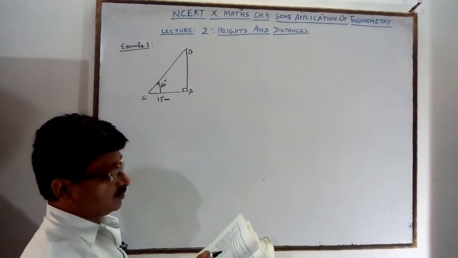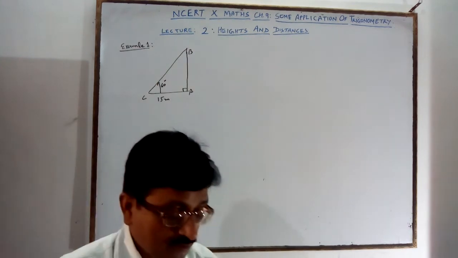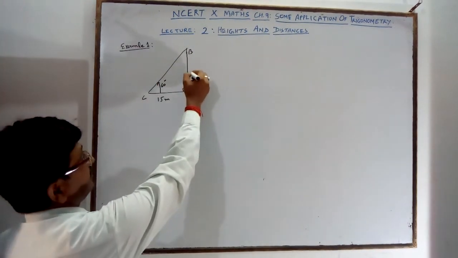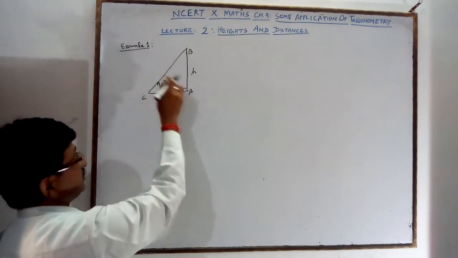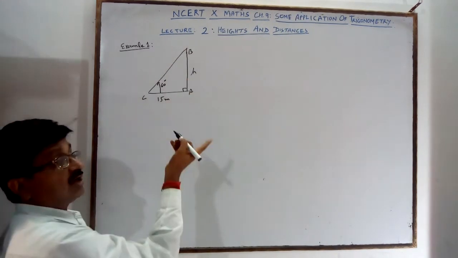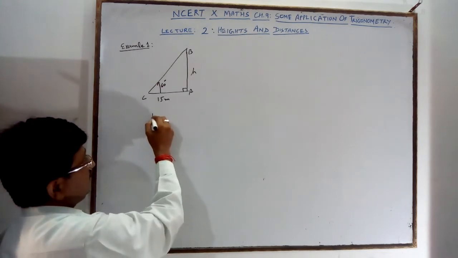You want to find the height of the tower. How will you get it? Very simple. It is a right triangle with perpendicular, base and hypotenuse. The perpendicular-base relation is cot and tan, so you will apply any one.